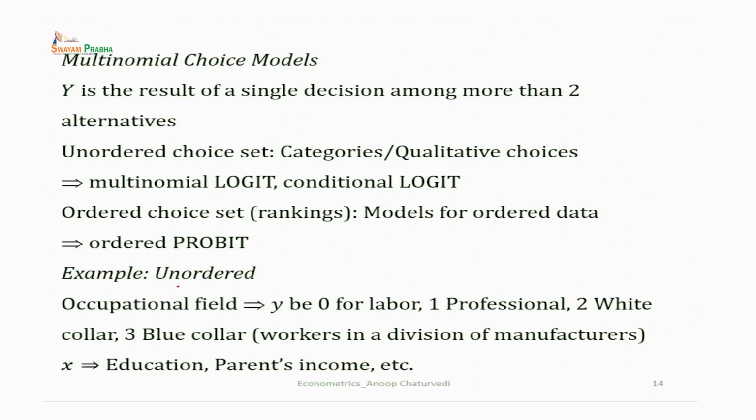Just for example, first we take the unordered choice set. In the occupational field, y equal to 0 for labor, 1 for professional, 2 for white collar, 3 for blue collar. Blue collar means the workers in a division of manufacturers. So you have divided the occupational field into more than two classes: labor, professional, white collar and blue collar jobs. And your x variables may be the education of the person, parents' income, etcetera. Now in such an example, you can't use a logit or probit model. So you have to generalize logit or probit models for more than two classes. In that case, we use multinomial choice models, because you have multiple choices.